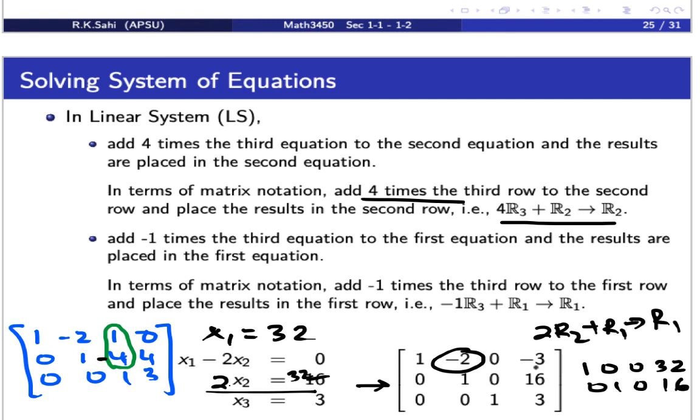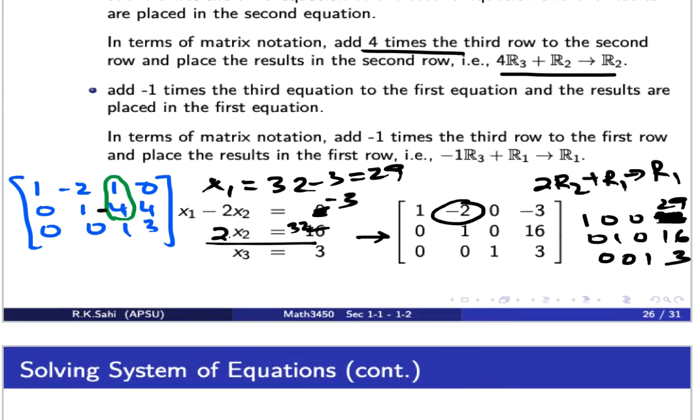Oh, no, minus 3. Oh, I made a change, guys. There it is. There's a typo. This should not be a 0, guys. This should be negative 3. This is negative 3. That's why I made a mistake. So x1 is 32 minus 3, which is 29. So this is 29, guys. And 0, 1, 0, 16, 0, 0, 1, 3.